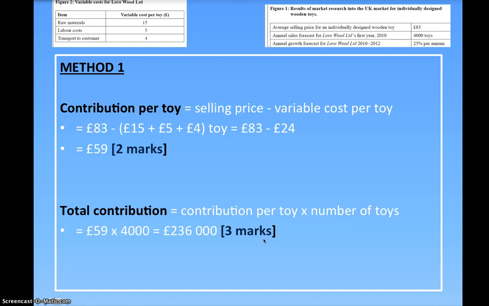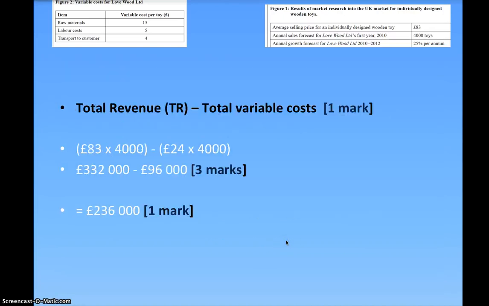Okay. Now I did say earlier that there was another method that you could use, so let's have a look at the other method. The other method is to simply say, well, let's work out the total revenue. So you take the price, the £83, and you multiply it by the number of toys, 4,000. That gives you total revenue, price times quantity sold. Then you take away the total variable costs. So your 15 plus the 5 plus the 4, your £24, which is your variable cost per unit, multiplied by your 4,000 toys, gives you total variable costs. In this case, 332,000 minus 96,000, which gives you 236,000.